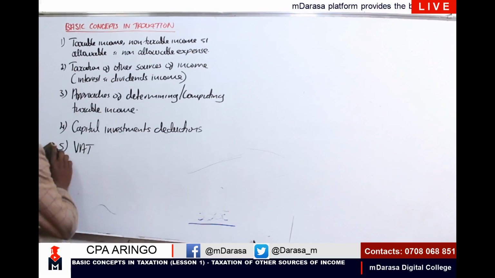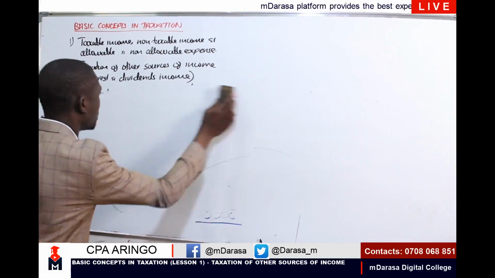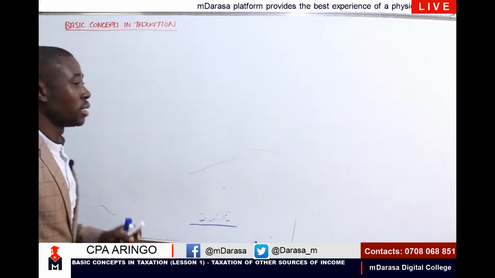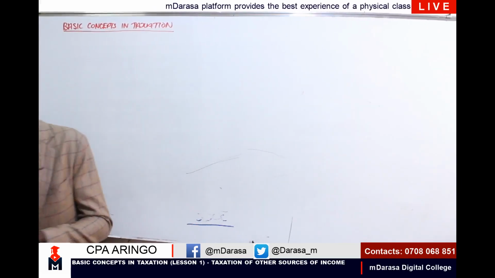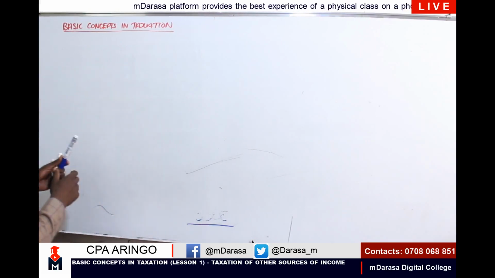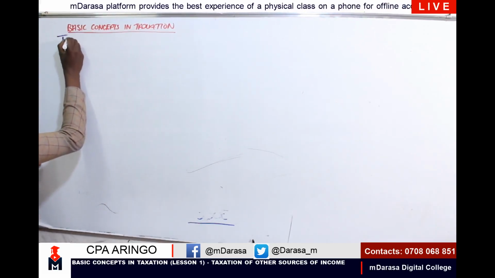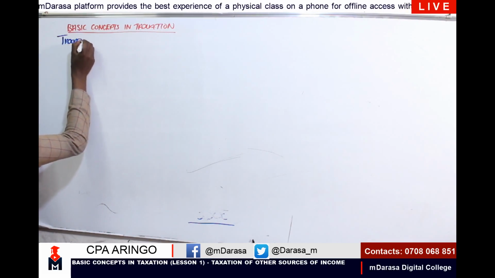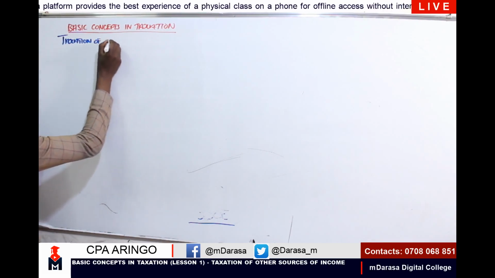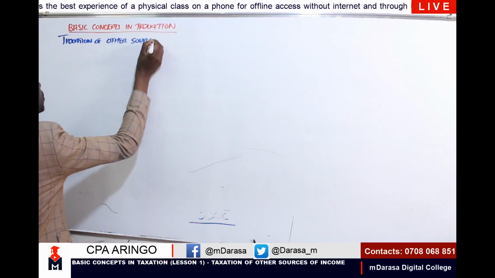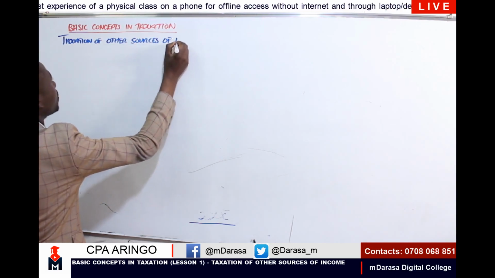So, looking at taxation of further sources of income, which is very vital, talk of taxation of other sources of income. That is what we are looking at: taxation of other sources of income.